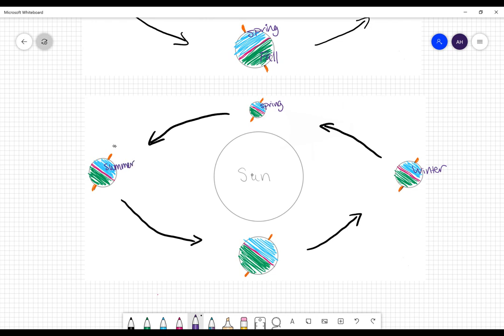All right, and we also know that the northern hemisphere is tilted towards the sun, so they're getting more direct sunlight. It's going to be really hot. That is the summer season for the northern hemisphere. All right, and the season after summer is going to be fall.